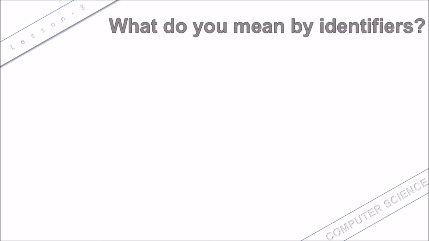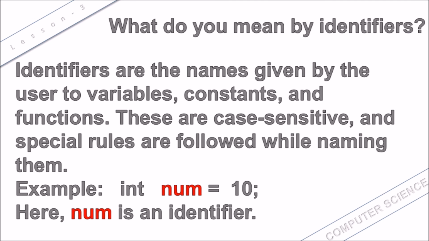Now let us discuss some questions from this chapter. First one is, what do you mean by identifiers? So identifiers are the names given by the user to variables, constants, and functions. These names are case sensitive and special rules are followed while naming them. Some rules such as the variable name or the identifier name should not start with a number, it should not have white space, etc. We can see the example, int num equals 10. So the num, the highlighted word, is an identifier.